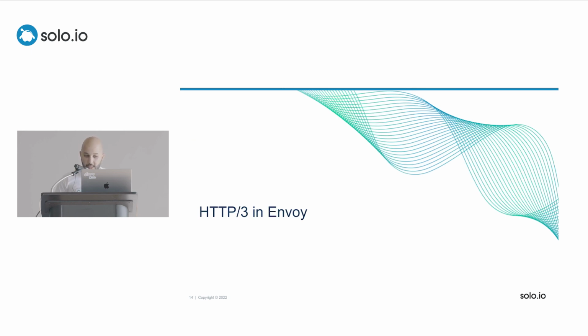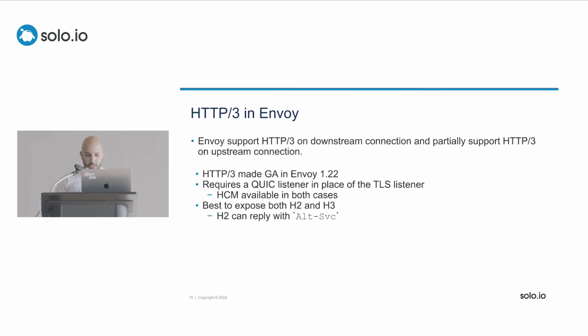Now, let's take a look at how HTTP3 is actually configured in Envoy. Envoy has supported HTTP3 since Envoy 1.22 on downstream connections, meaning the client can connect to Envoy using HTTP3. In the recent version, Envoy 1.24, we now have support for upstream connections. So from Envoy itself, we can connect to a backend service which is on HTTP3. Now, this is still not fully supported. There are still missing things there, but the GA part is from a client to Envoy.